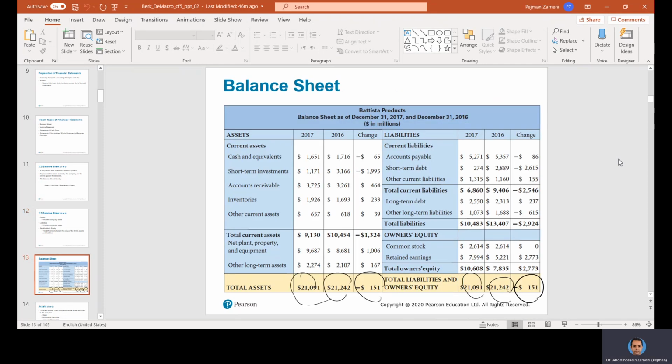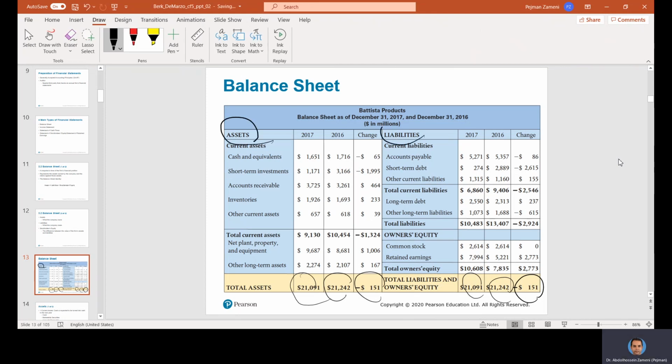This is an example of the balance sheet: assets, liabilities, and owner's equity. And we can see that under each category we have different components. This balance sheet is for years 2016 and 2017, and also shows the change between these two years. Left-hand side numbers, for example, for the year 2017 should be equal to the right-hand side numbers for the year 2017 or 2016.